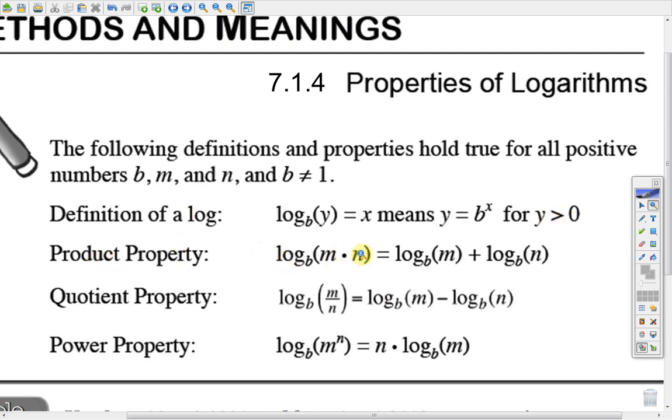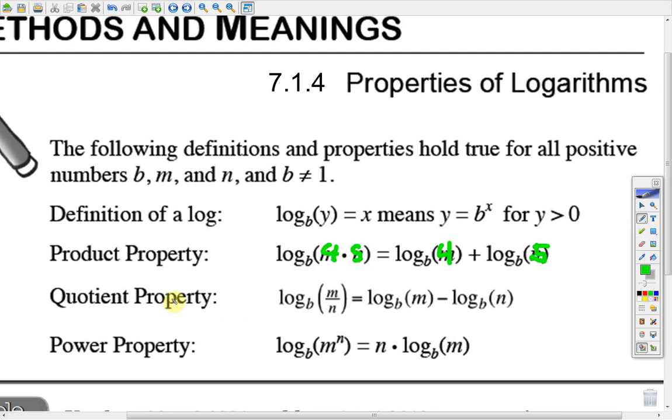Next thing we discovered was the product property. So we said that if you have log base b of m times n, that's log base b of m plus log base b of n. So for example, if this was 4 times 5, this would be log b of 4 plus log b of 5. And of course 4 times 5 most of the time would be written as 20.